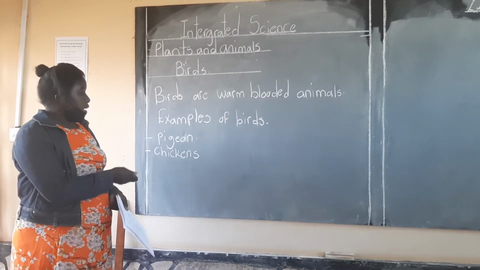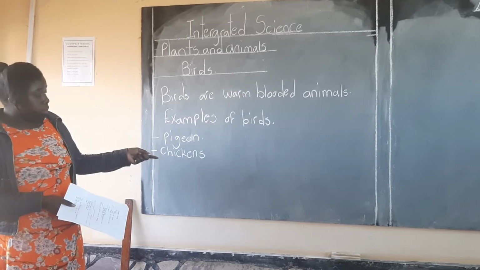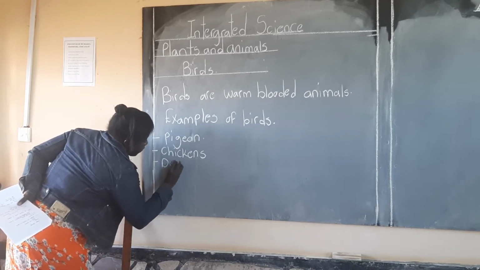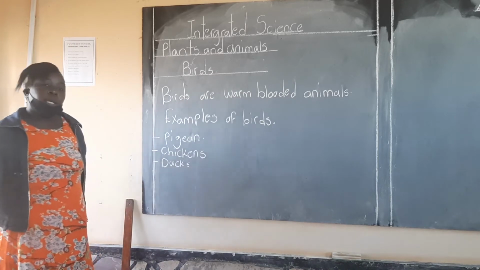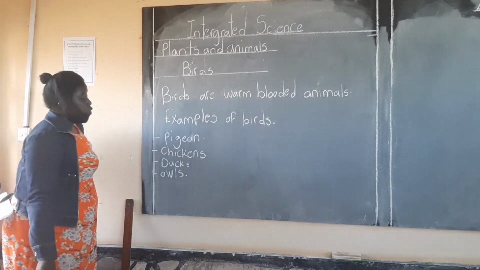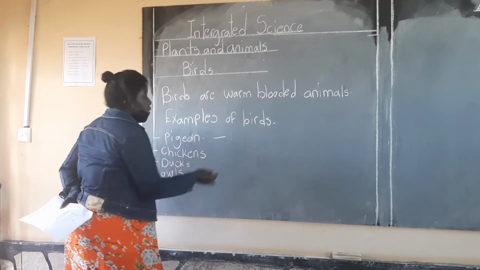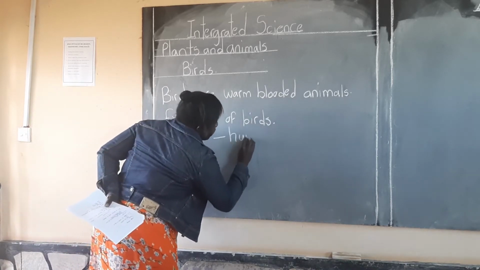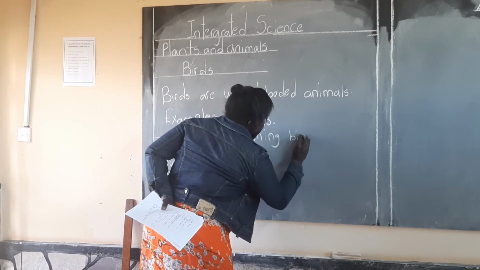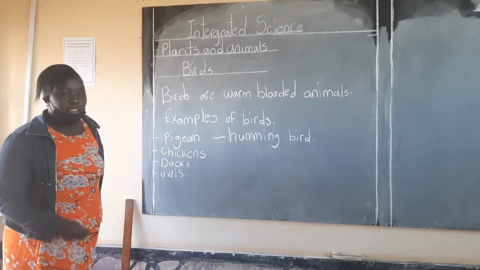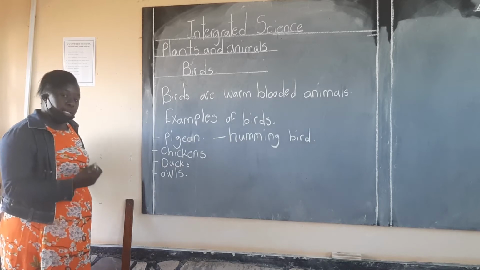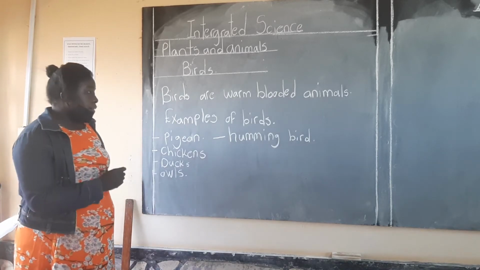So we say 1, we have pigeons. Pigeons are under birds. We also have chickens. We also have ducks. Apart from ducks, we have owls. Apart from an owl, we also have a hummingbird. So these are just some of the examples of birds. We say 1, pigeons, 2, chickens, 3, ducks, 4, owls, and 5, hummingbird.